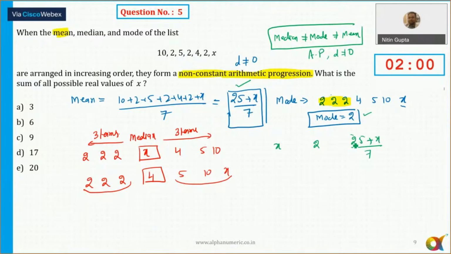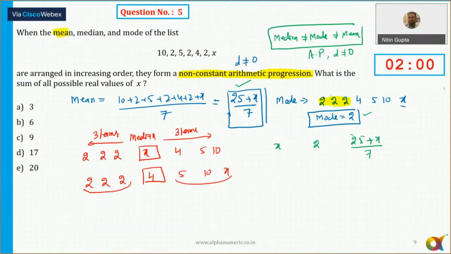Okay. So in that case, if x is the median, there are several possibilities. There will be two different cases. If these three terms, x, 2 and (25 + x)/7, are forming a series of AP, they need to be arranged in increasing order. That is also very interesting, that they need to be arranged in increasing order.